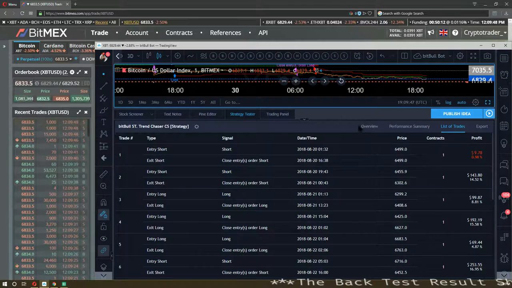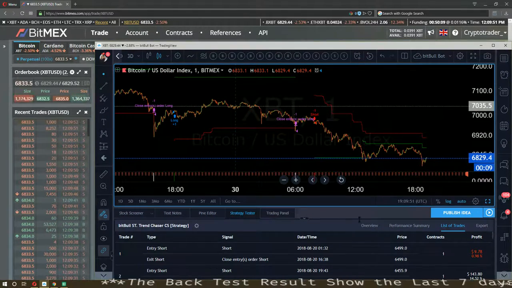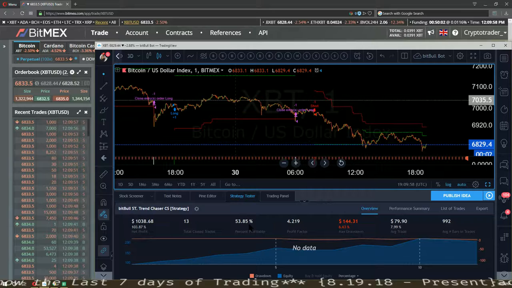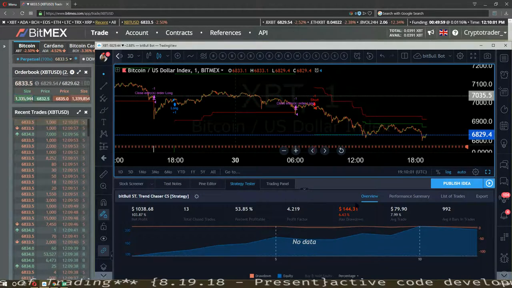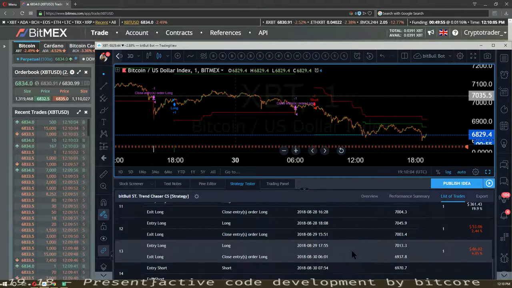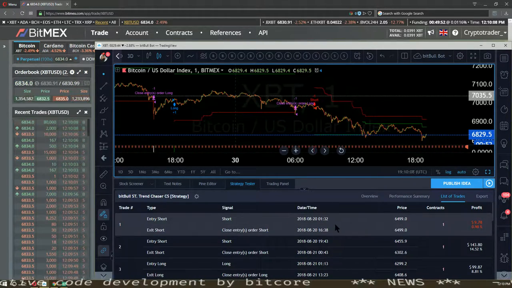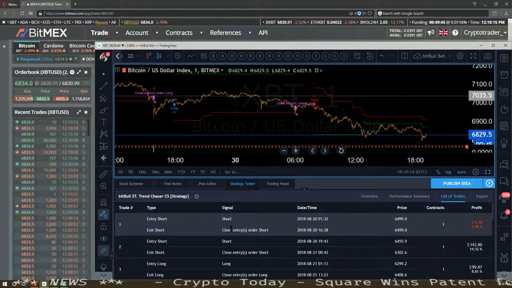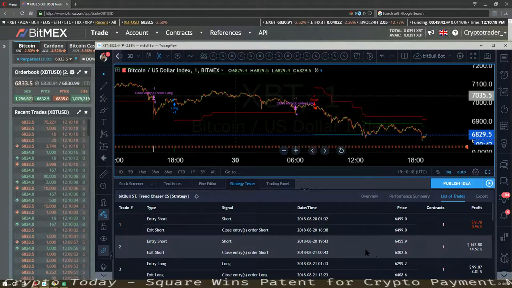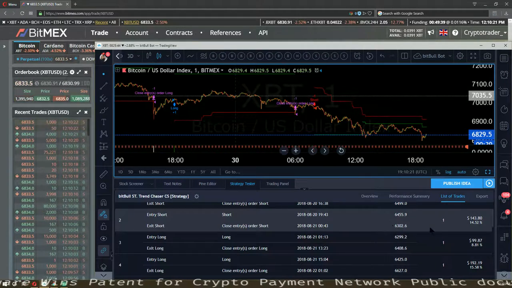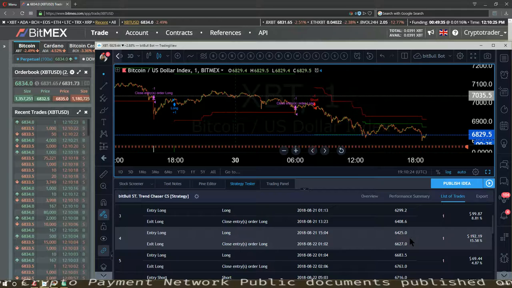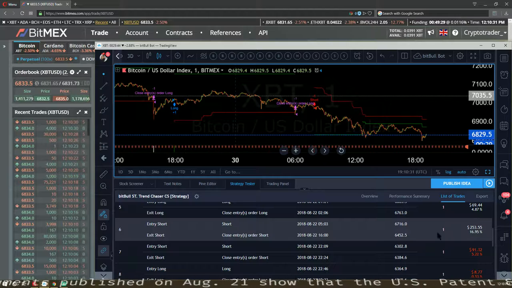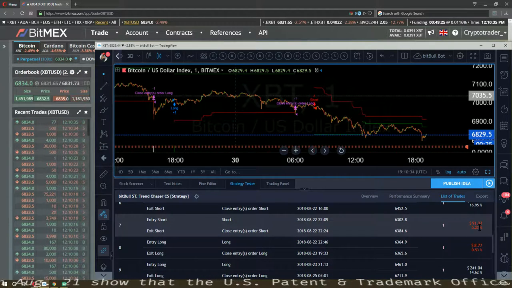That's it, guys. This is the strategy and the settings on the strategy right here. The largest losing trade was $90, guys. One was a winner, 143. Both dollar loss.